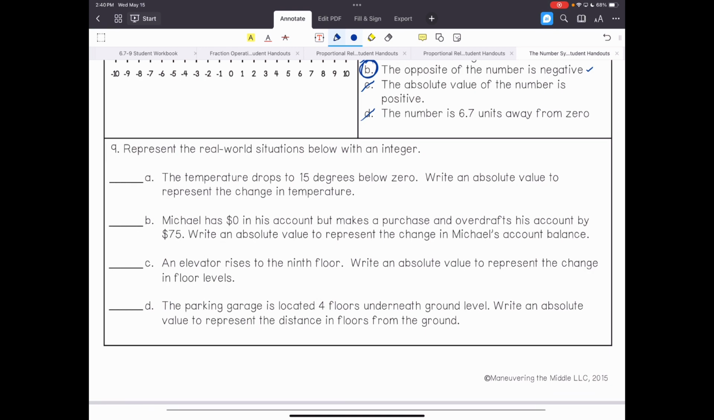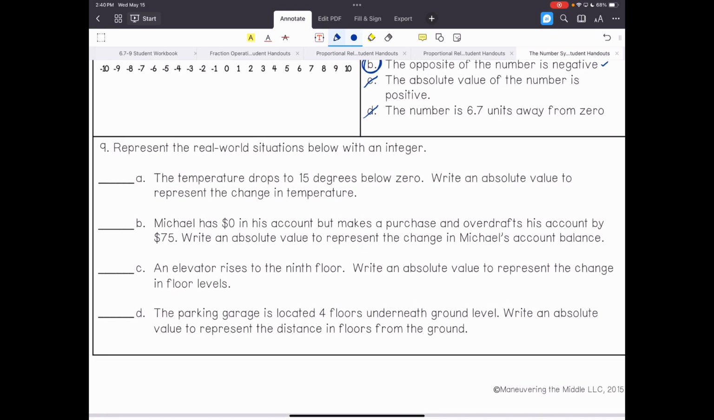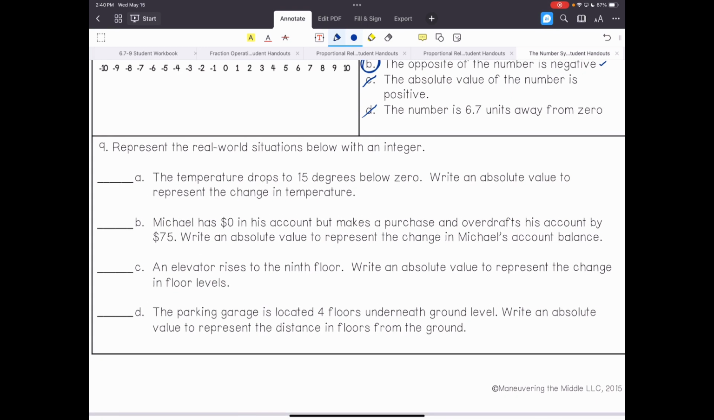Okay, represent the real world situations with an integer. So this is where we're going to identify the positive or the negative word that gives a sign to my number. So the temperature drops to 15 degrees below 0. Write an absolute value to represent the change in temperature. So if I'm looking at this, drops to 15 degrees below 0, write an absolute value.